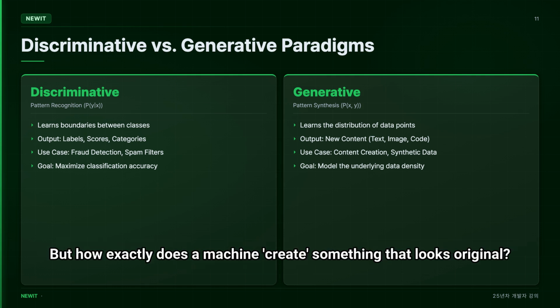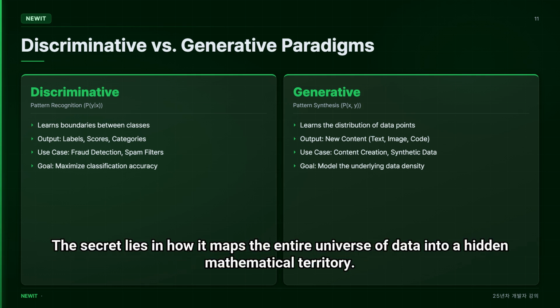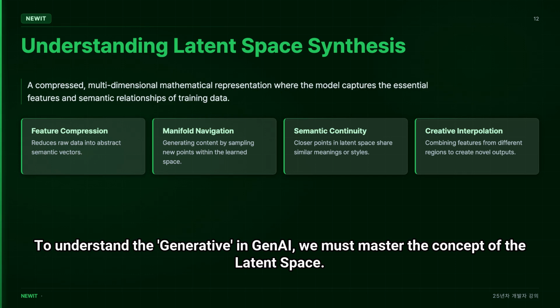But how exactly does a machine create something that looks original? The secret lies in how it maps the entire universe of data into a hidden mathematical territory. To understand the "generative" in GenAI, we must master the concept of the latent space.